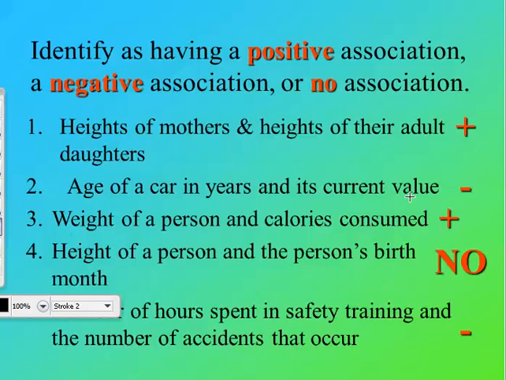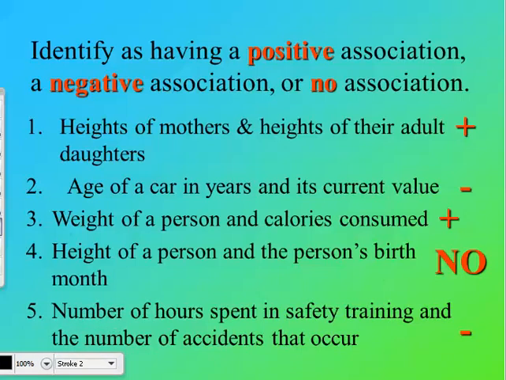The height of a person and the person's birth month, yeah, I don't see much of a relationship there. I can see that one wouldn't have any kind of relationship at all. The number of hours spent on safety training and the number of accidents that occur: well, yeah, the accidents go down the more people are trained to be safe, right? So you can see how these have a positive and a negative relationship.